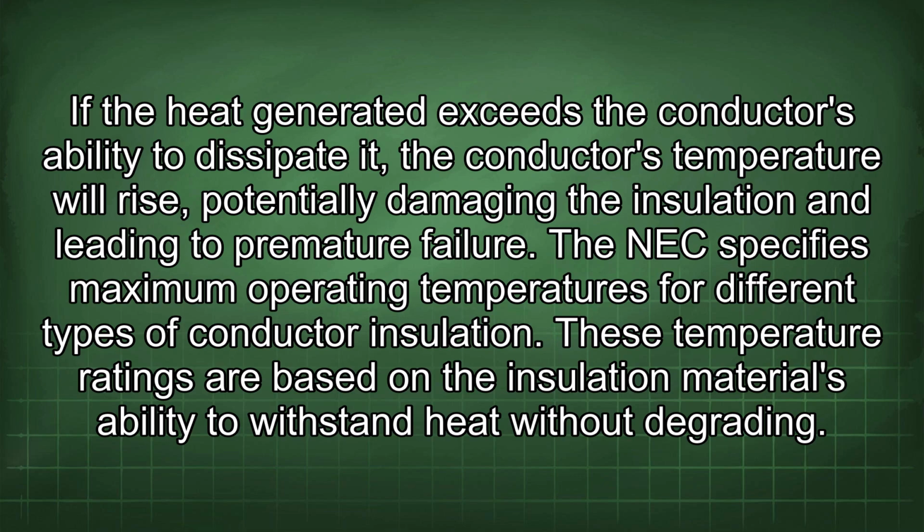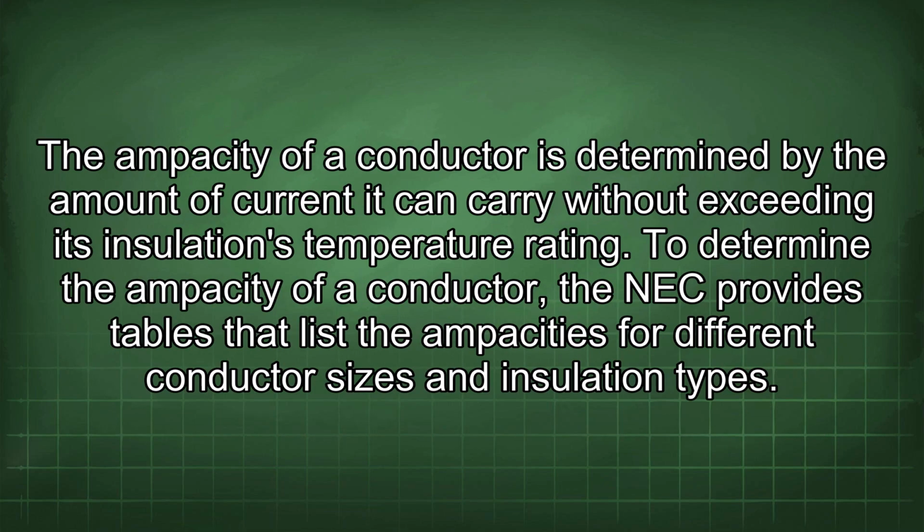The NEC specifies maximum operating temperatures for different types of conductor insulation. These temperature ratings are based on the insulation material's ability to withstand heat without degrading. The ampacity of a conductor is determined by the amount of current it can carry without exceeding its insulation's temperature rating. To determine the ampacity of a conductor, the NEC provides tables that list the ampacities for different conductor sizes and insulation types.